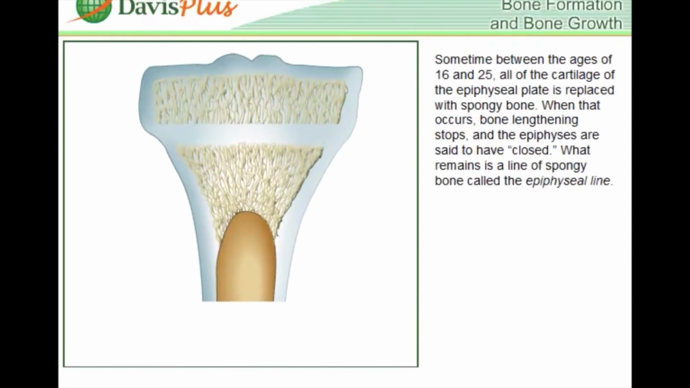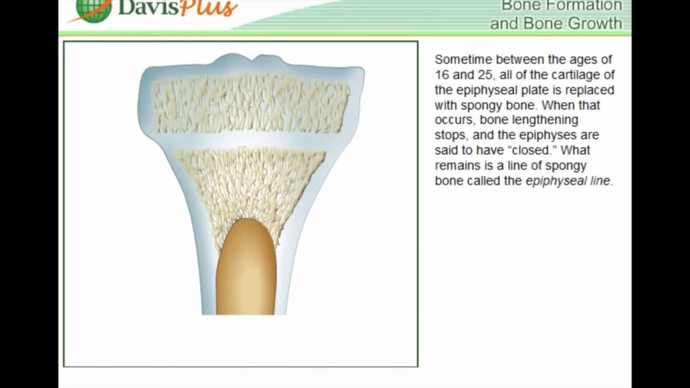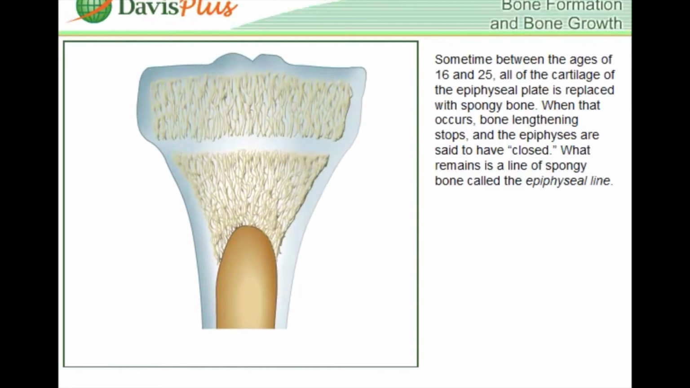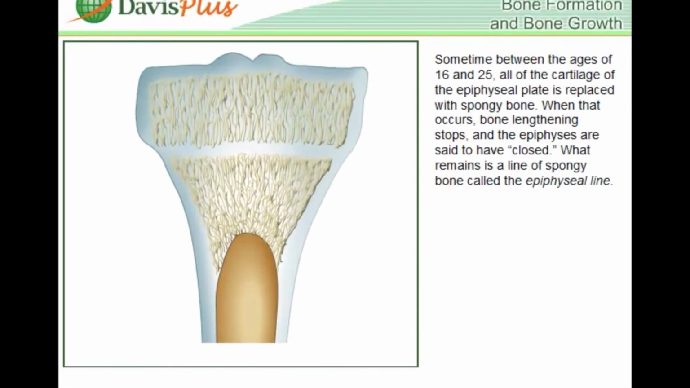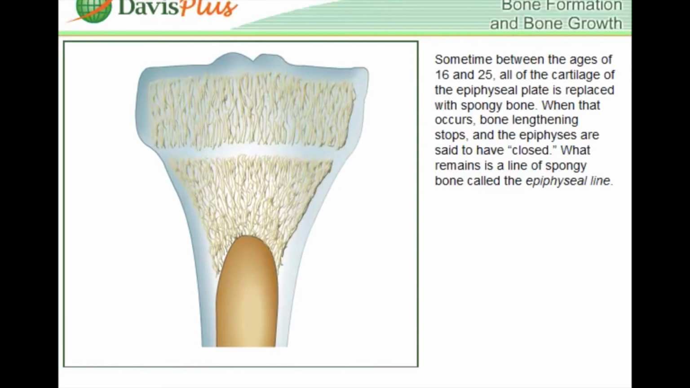Sometime between the ages of 16 and 25, all of the cartilage of the epiphyseal plate is replaced with spongy bone. When that occurs, bone lengthening stops, and the epiphyses are said to have closed. What remains is a line of spongy bone called the epiphyseal line.